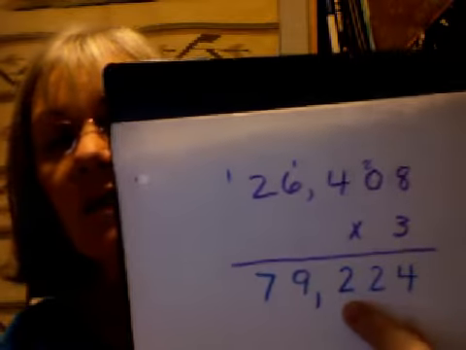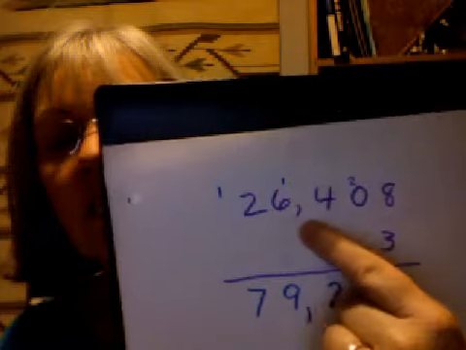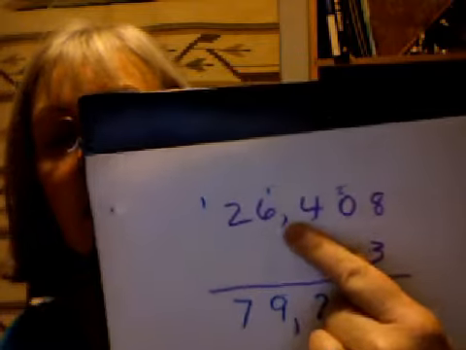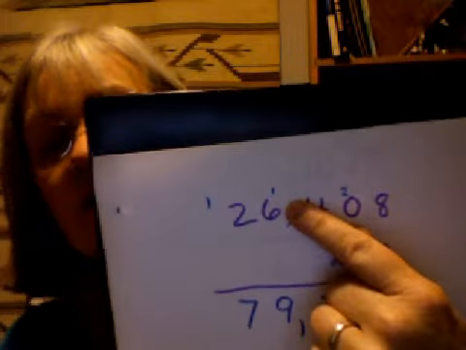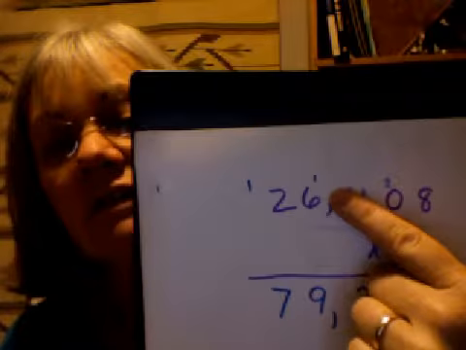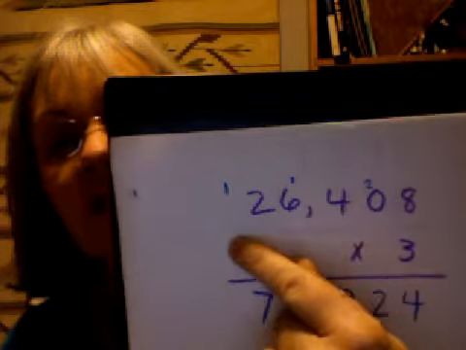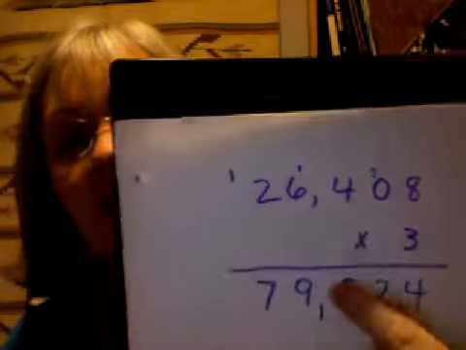Next, we multiply the thousands. 3 groups of 6,000 is 18 thousands. We have one more 1,000 from our regrouping in the hundreds column. That makes 19,000. Here's the regrouped 10,000s over here, and here's the 9 from the 19.